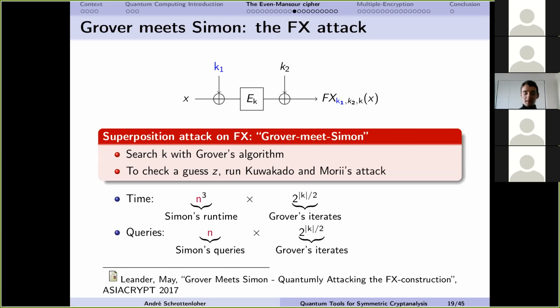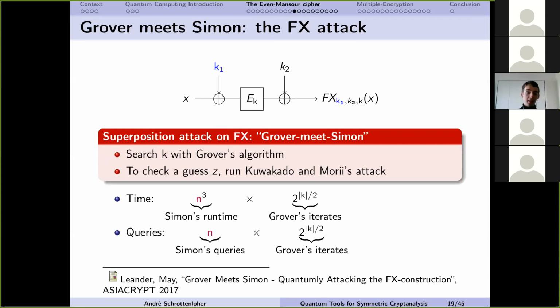So there was an attack proposed on this construction by Leander and May, which was simply: guess the internal key, and once you know it, run the attack on Even-Mansour. Of course, if the attack on Even-Mansour works, then you're going to see that, and so this was a good guess for the internal key. If the attack doesn't work, you're going to see that as well, and so this wasn't a good guess, and you try again.